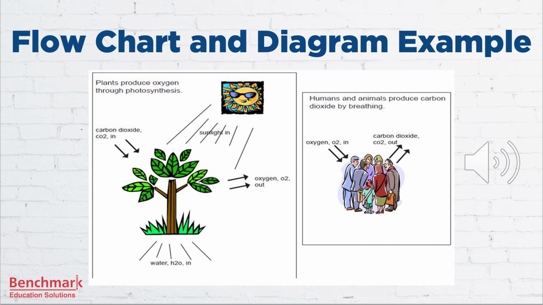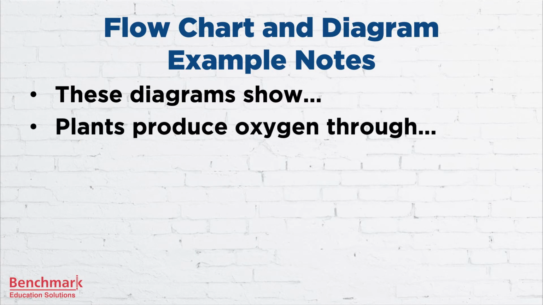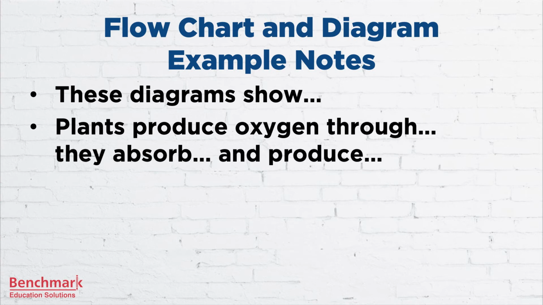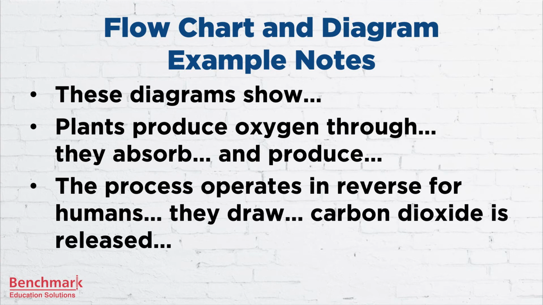The process operates in reverse for humans and animals. Humans and animals draw oxygen into their bodies when they breathe in, and when they breathe out, carbon dioxide is released. Let's look at some notes. The speaker mentioned the following things. "These diagrams show..." "Plants produce oxygen through..." "They absorb... and produce..." "The process operates in reverse for humans." "They draw... carbon dioxide is released."